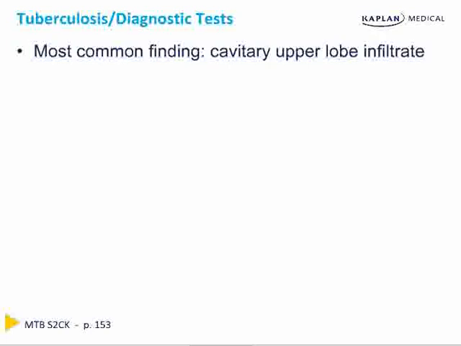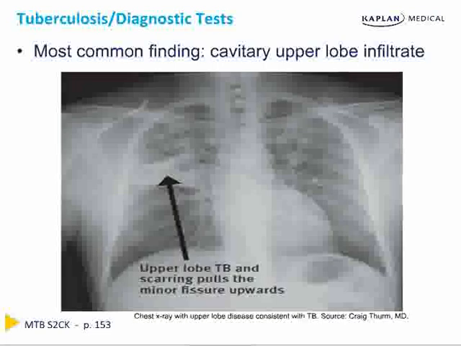The most common finding on imaging is going to be a cavity in the upper lobes. Here's a good example. Here you see upper lobe tuberculosis and some scarring that's pulling the minor fissure upwards. The scarring is from the initial infection which initially healed. The cavity is from reactivation that's probably causing the patient's current symptoms.